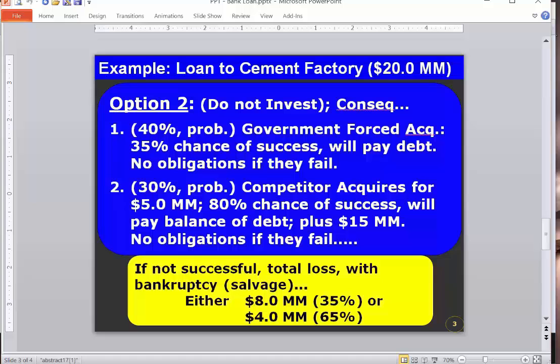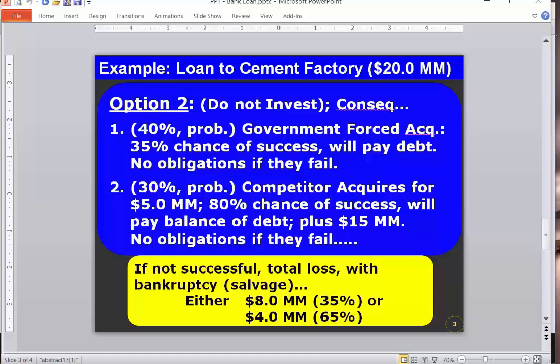Now, option 2 is do not invest anything. But the consequences could be serious. First, there's a 40% probability that the government might forcibly acquire the facility to provide employment to the local township. He estimates that there is a 35% chance of success and the government would pay the debt, but they have no obligations if they fail.